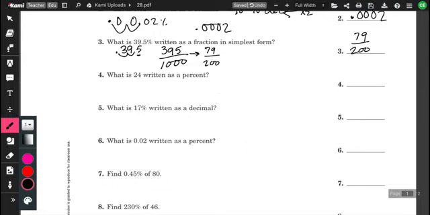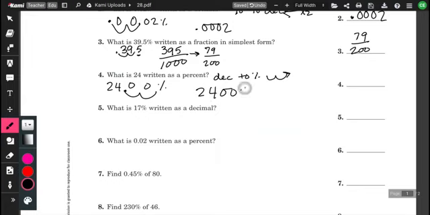All right, number 4, we have what is 24 written as a percent. So remember, if we are going from decimal to percent, we are moving 2 to the right. Since after every whole number there's always an imaginary decimal there, we're just going to move that decimal twice to the right. That's going to fill our egg cartons and put our percent point. And so our new percent is going to be 2,400%.